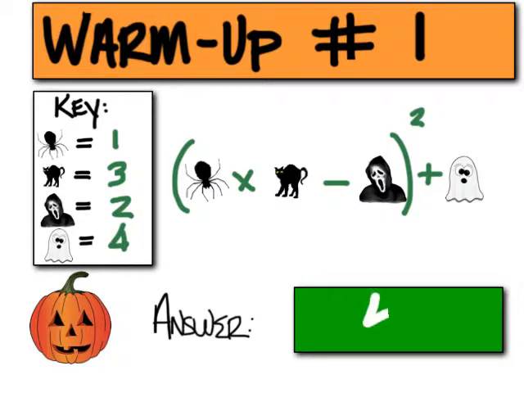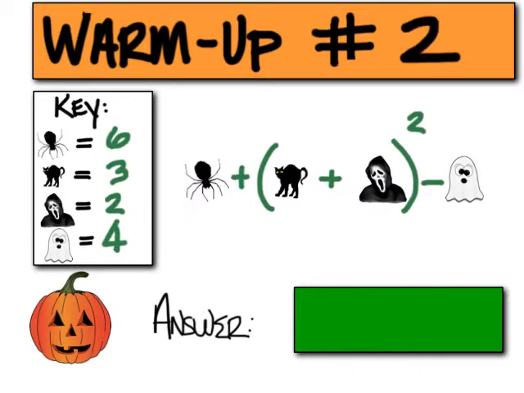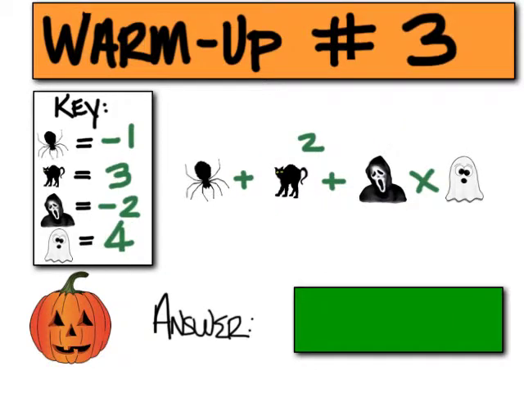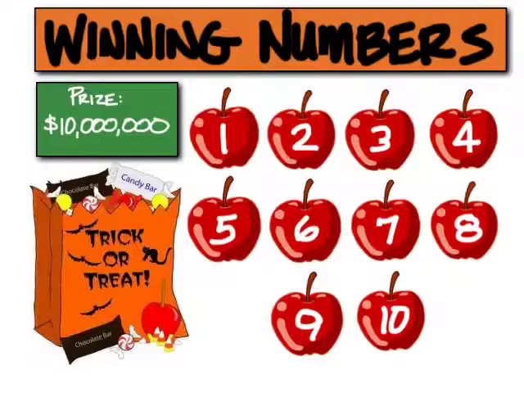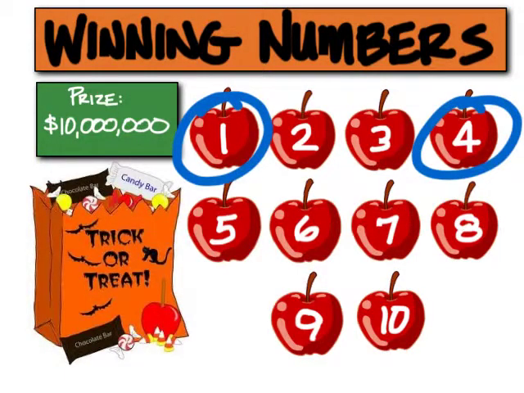The answer for this should be 5. Answer should be 27. Answer on this one should be 0. Pick a number from 1 to 10, drop it off. You have 15 seconds. Winning numbers today are 1 and 4.